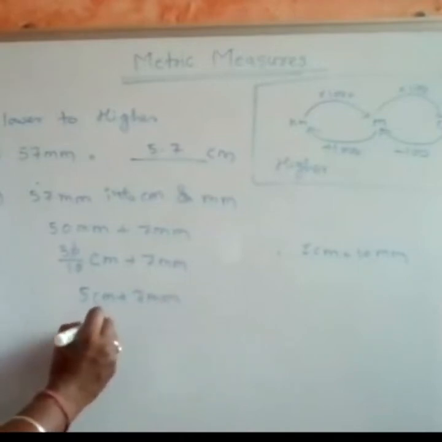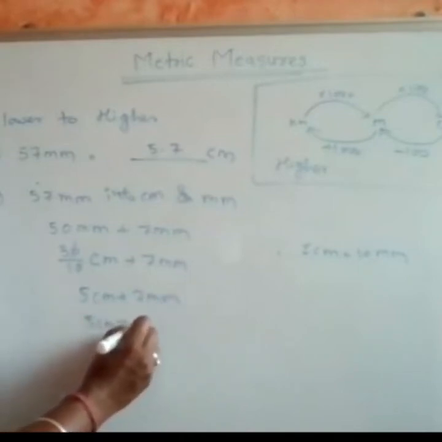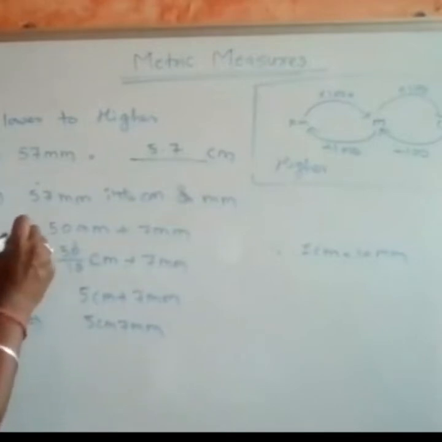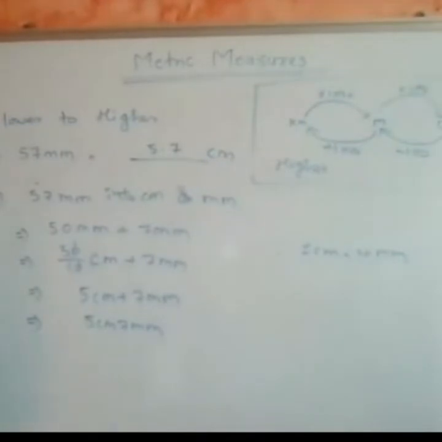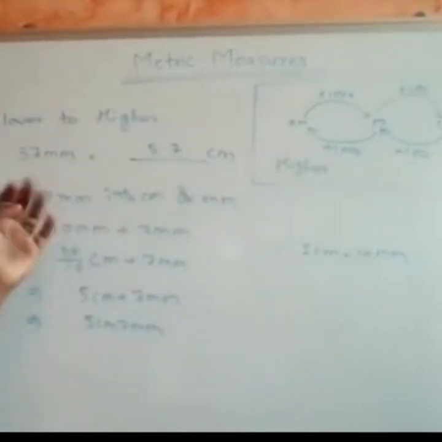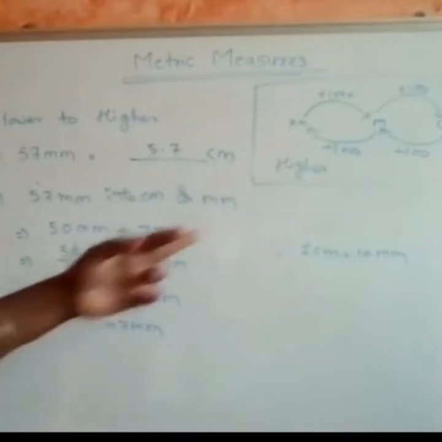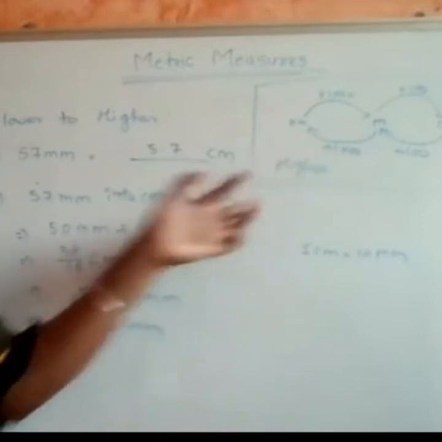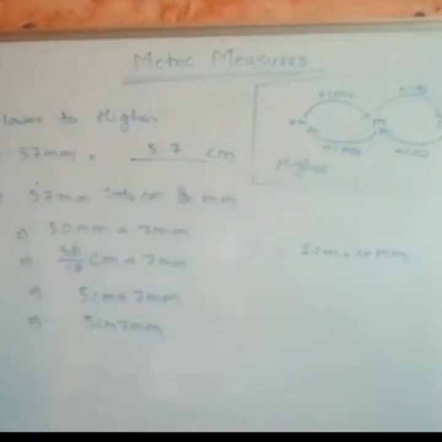Okay. So the answer will be 5 centimeter 7 millimeter. Likewise, these are the questions that we have to solve in our copy. So both ways I have just taught you, moving from higher to lower and from lower to higher. This is the very easy lesson of this class 4. And the easy way I have also explained with this diagram, and we have to keep this diagram in your mind so that you can solve this question very easily.